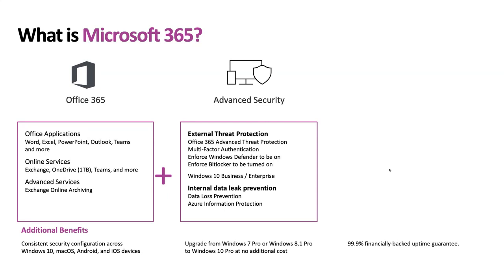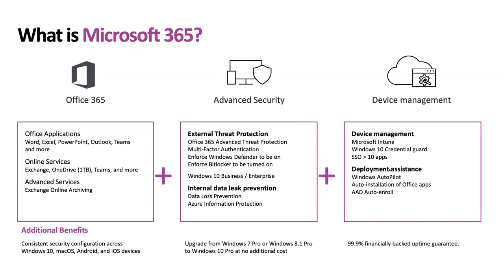And if you haven't made that jump yet, this is where it becomes a lot more cost effective to bundle that in. But you also get your internal data leak and prevention services, which includes things like data loss prevention and Azure Information Protection, which we'll touch on later. But on top of all of this, you also get your device management. So you will get Intune. You will have Windows 10 Credential Guard and single sign-on capability.